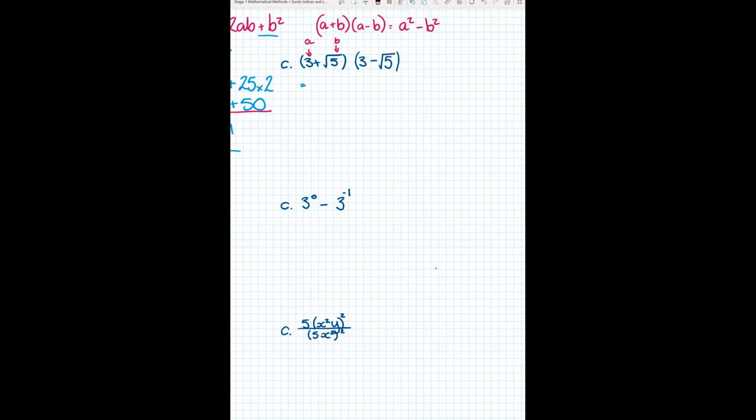So we know that that will be a squared, which is 9, minus b squared, which is the square root of 5 squared. Remembering square root of 5 squared equals 5, minus 5. So the answer, 9 minus 5, is 4.